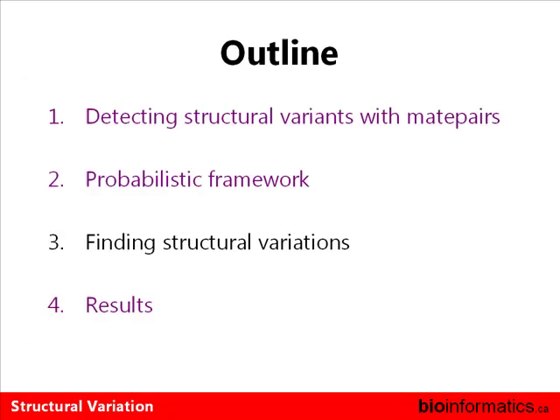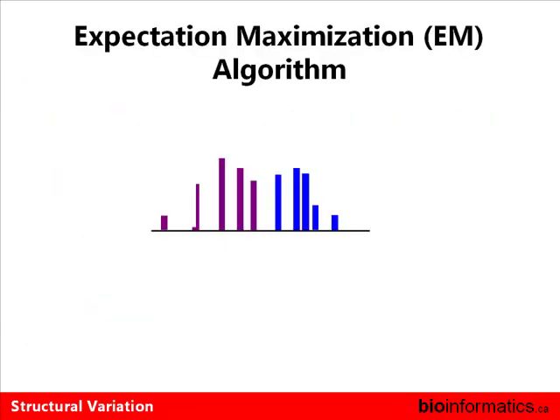How can you do this? Well, it turns out that you can do this by applying a little bit of smart computer science, something called the expectation maximization algorithm. And really, this is just a bootstrapping procedure which tries to estimate which mate pair came from which distribution. You start with two random distributions, and maybe they look like this.